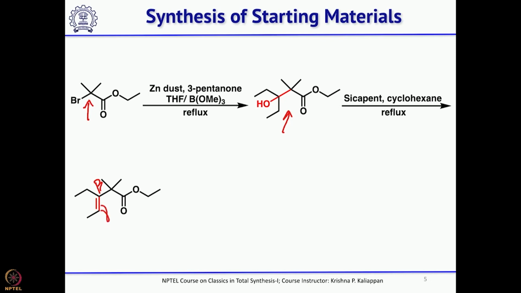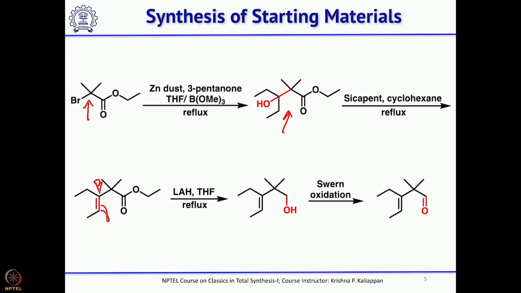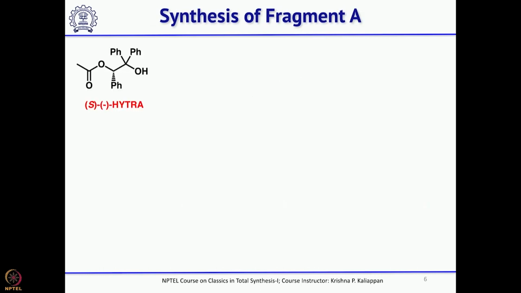Okay. This beta gamma unsaturated ester was reduced to get the corresponding alcohol, then it was oxidized under Swern conditions to get the aldehyde. Now, this aldehyde is ready for asymmetric aldol reaction. For asymmetric aldol, he used a very interesting chiral auxiliary. So, what he used was this ester. This ester is obtained from mandelic acid.